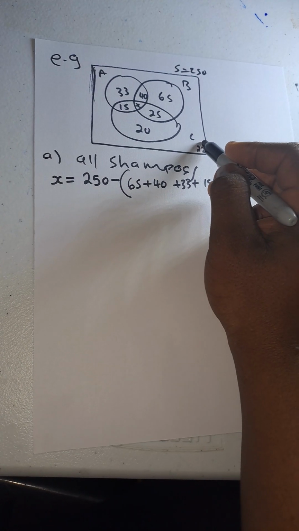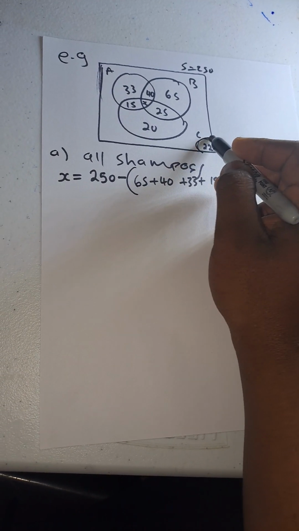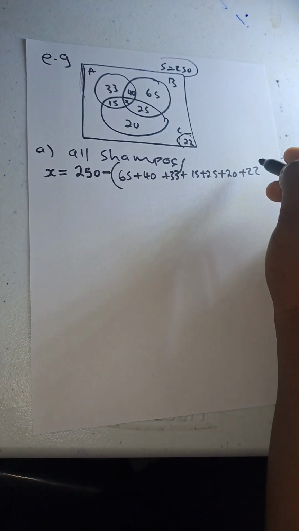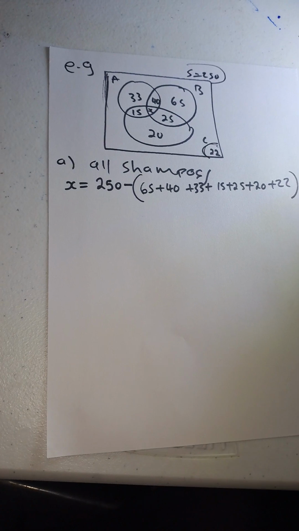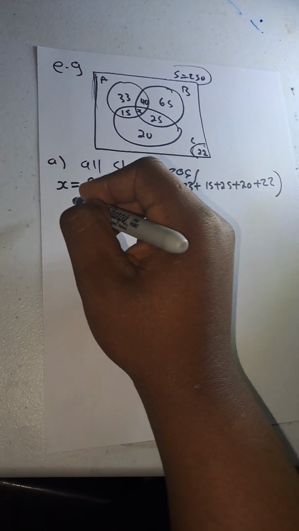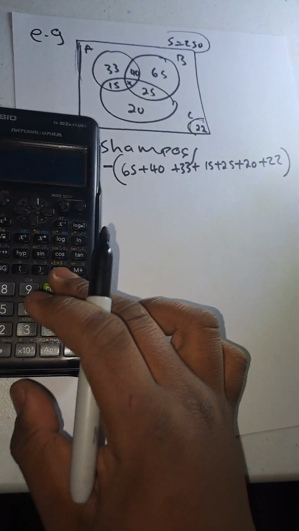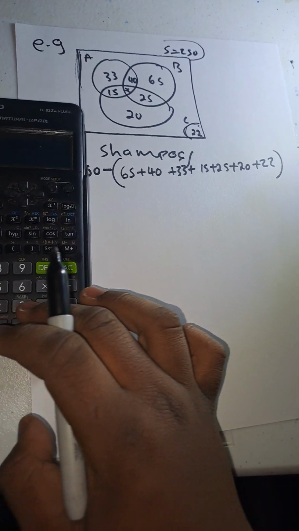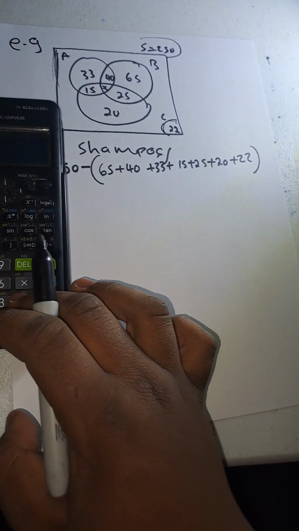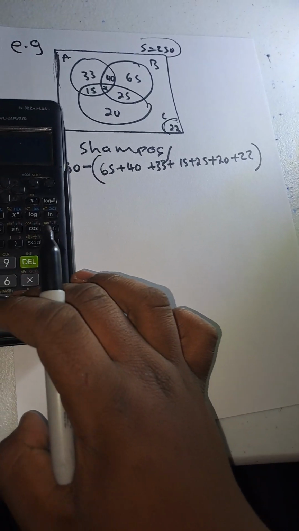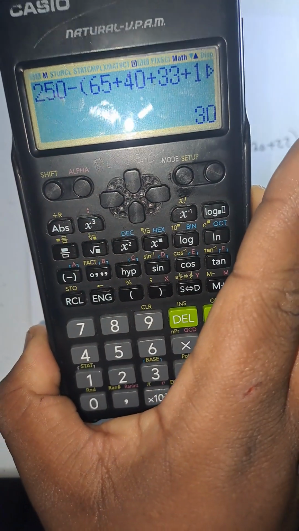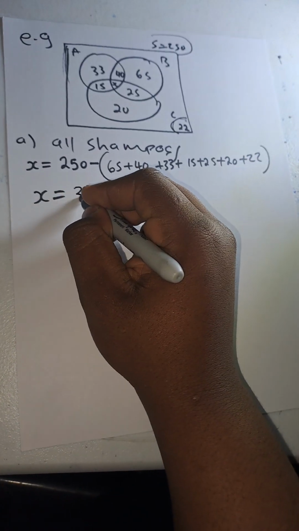As you can see, this 22 here is the people who didn't participate, but I'm still gonna add it because they are still part of the sample number, which is 250. Don't forget the 22. Okay, so let's take the calculator. So we are gonna say 250 minus 65 plus 40 plus 33 plus 15 plus 25 plus 20 plus 22. As you can see, I'm getting 30. So my X is equal to 30.